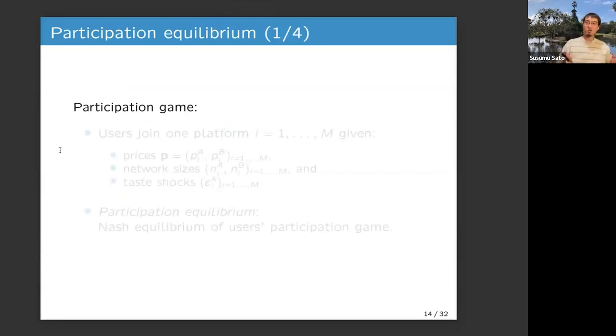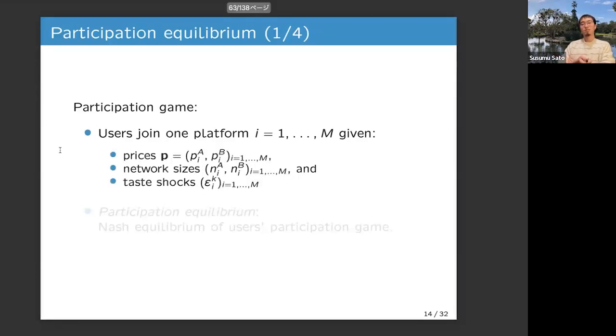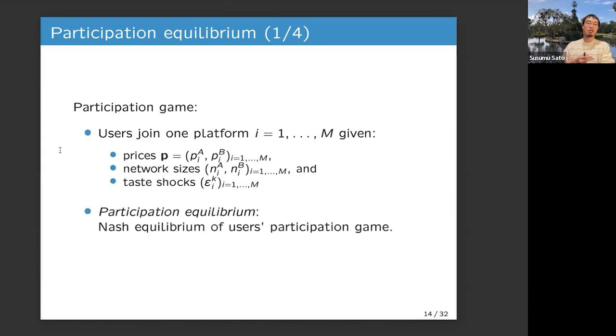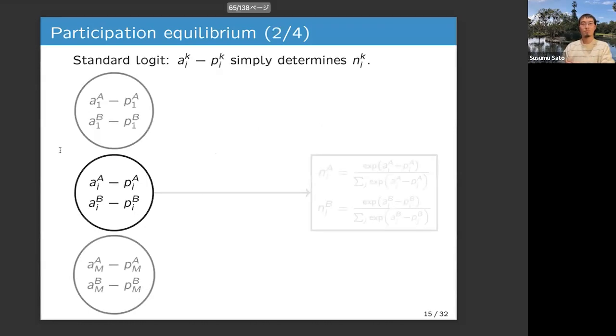So we are going to analyze this model. So let's characterize the model in a backward way. So in the participation game, the second stage played by users, users join one platform among M platforms, given the prices set by platforms and the expected or equilibrium network sizes and each user's taste shock. And we use the word participation equilibrium to express the Nash equilibrium in this game. So let me explain the network allocation in this game in a simplified manner.